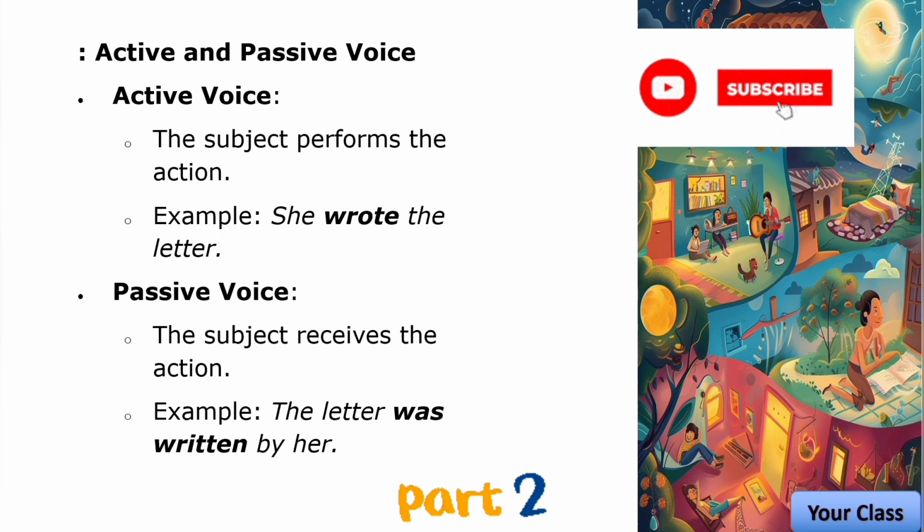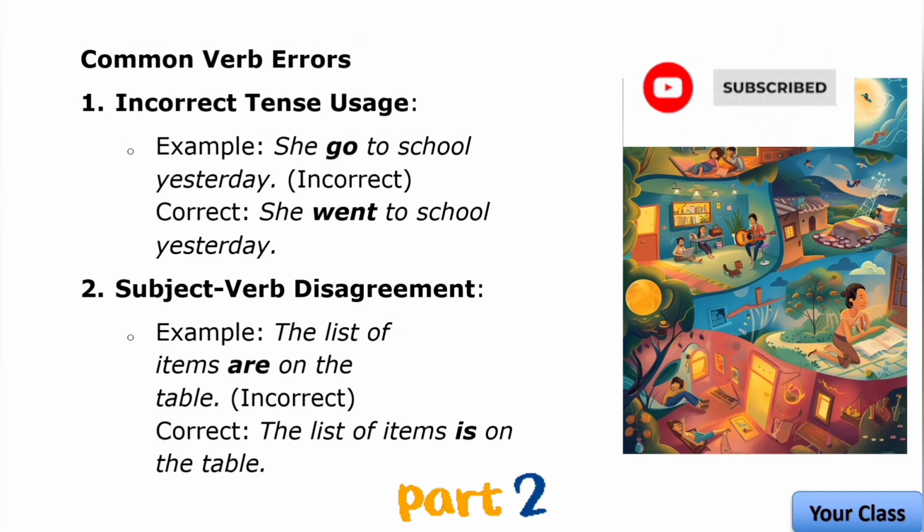Now we are going to talk about common verb errors in English. These mistakes can trip you up, but don't worry, we will go through them step by step. Let's get started. Common verb errors: incorrect tense usage. For example, "She go to school yesterday," incorrect. Correct: "She went to school yesterday."